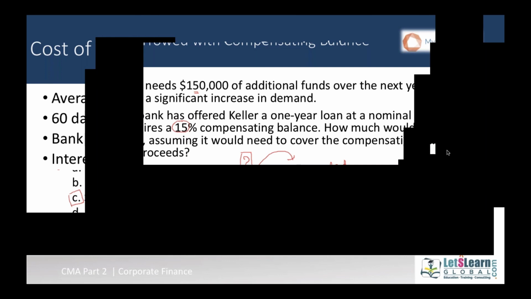This is the end of the session on corporate finance. We discussed different forms of loans. We calculated the effective rate of interest, compensating balance, discounted loans, accounts receivable financing, invoice factoring, and the amount to be borrowed in case of a compensating balance. This is the end of the session on corporate finance. Have a nice time.